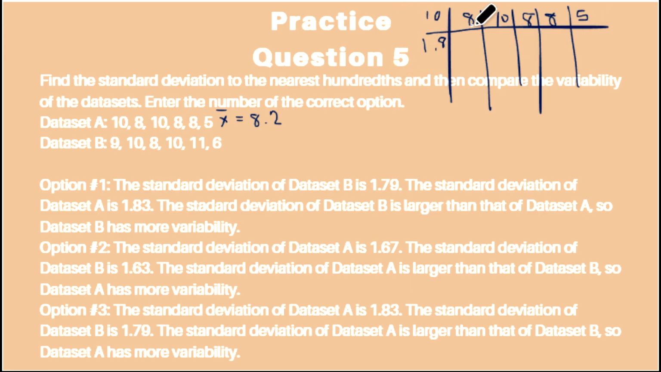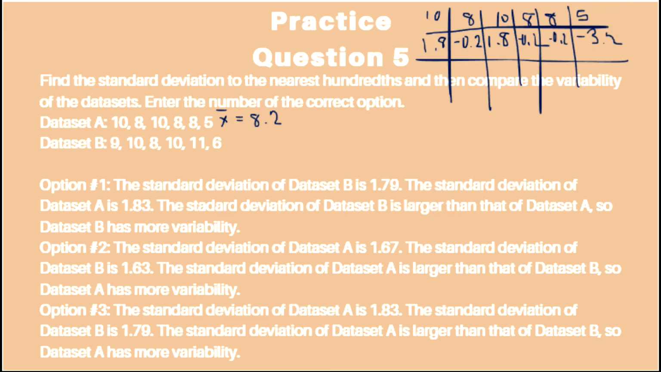And then 8 minus 8.2 is negative 0.2. 10 minus 8.2, that's another 1.8. That's another negative 0.2. Negative 0.2. 5 minus 8.2 is a negative 3.2. Okay, now we need to find the squares of all these.